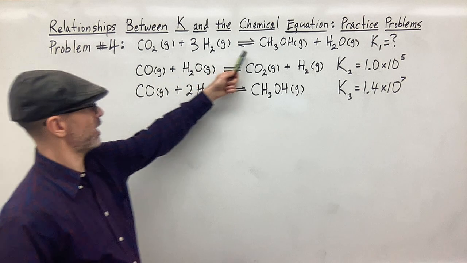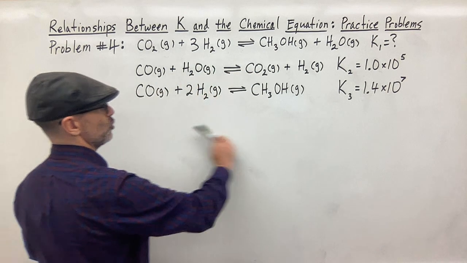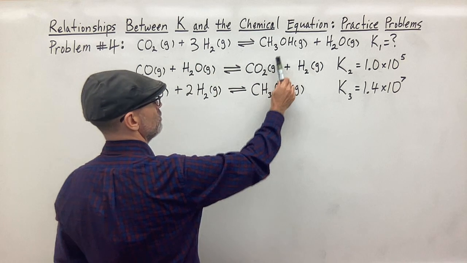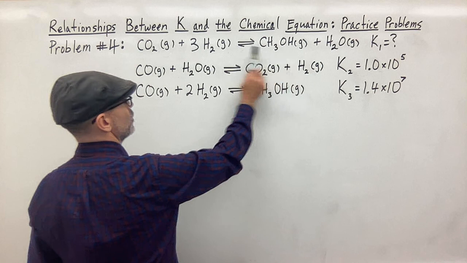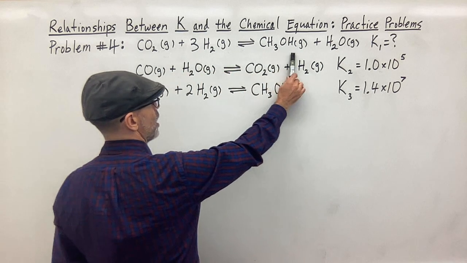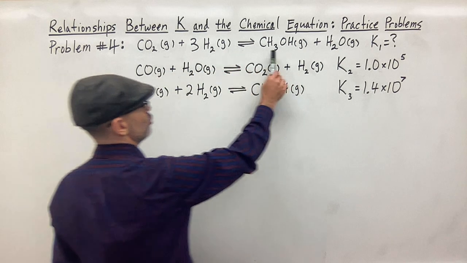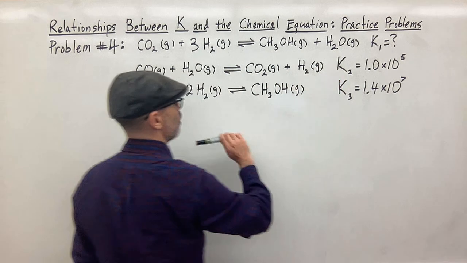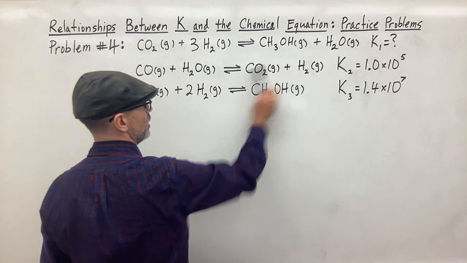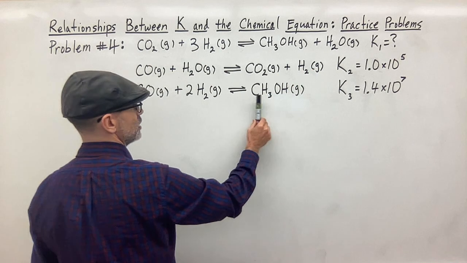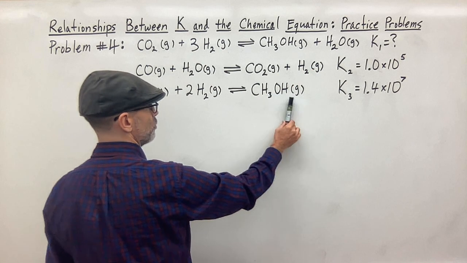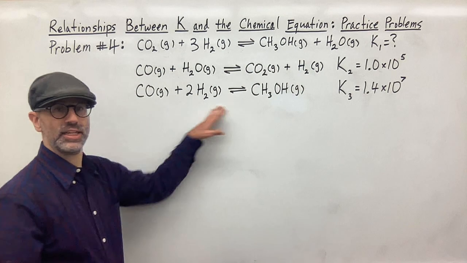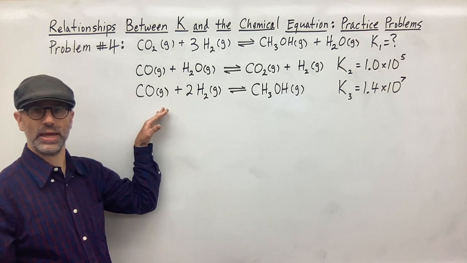So here's my target equation, and I have these two to work with. I want to make sure that all of the things on this side are matched with what I have here as products and reactants. You'll notice here that I have CH3OH and water as products, so I want those to be on the product side. Notice here that I have CH3OH as a product, and so that matches with what I have here. So I don't need to reverse this reaction. I want to keep it the way it's written.